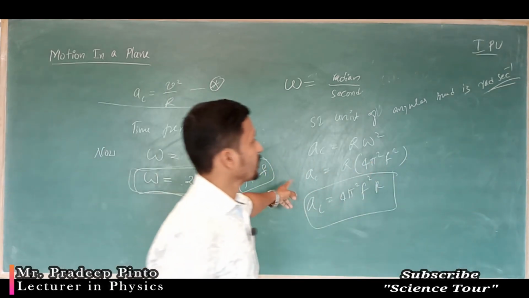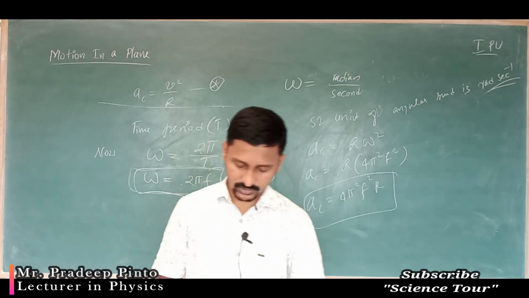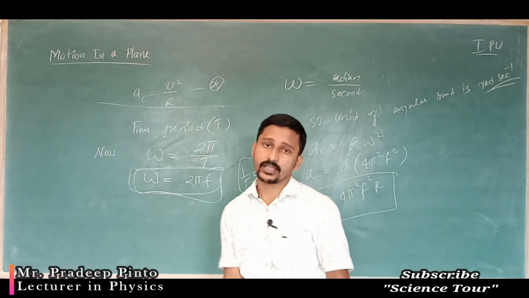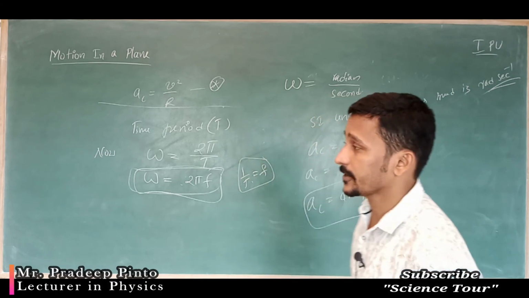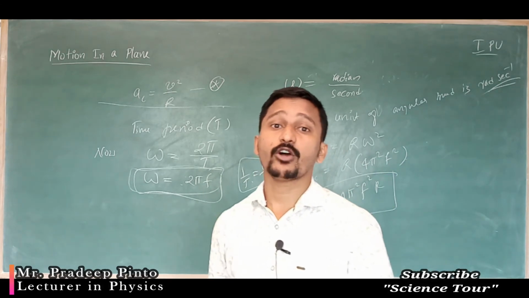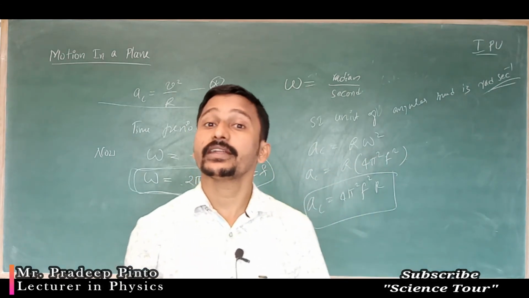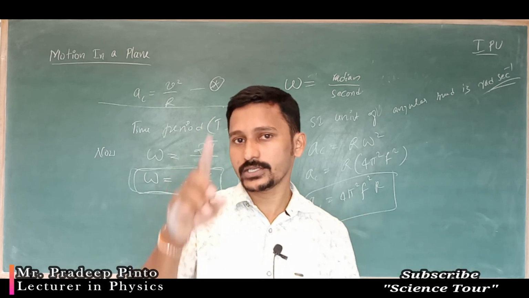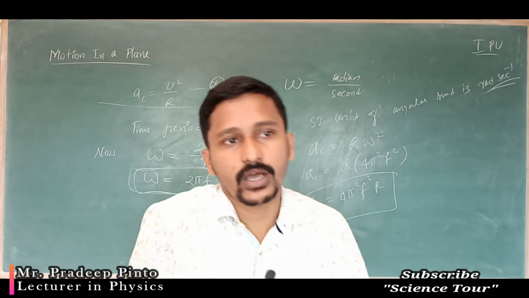This is useful for competitive exams. This derivation they won't ask, but this you should know. Omega is equal to 2 pi f. What is f? Frequency. What do you mean by frequency? Frequency is the number of oscillations per second. What do you mean by time period? Time period is the time taken for one oscillation.